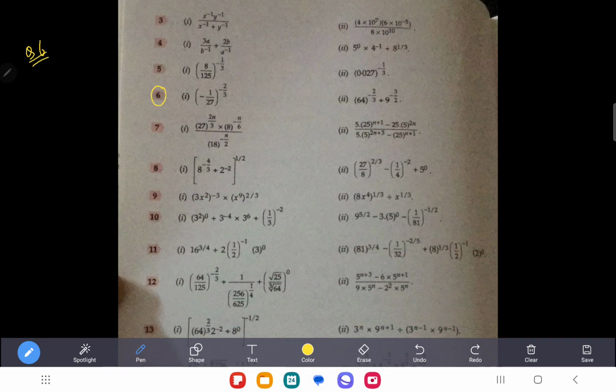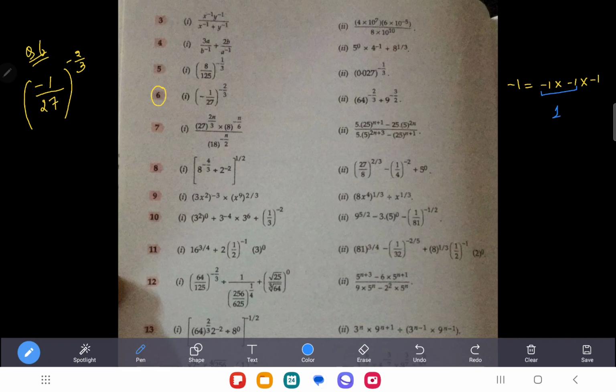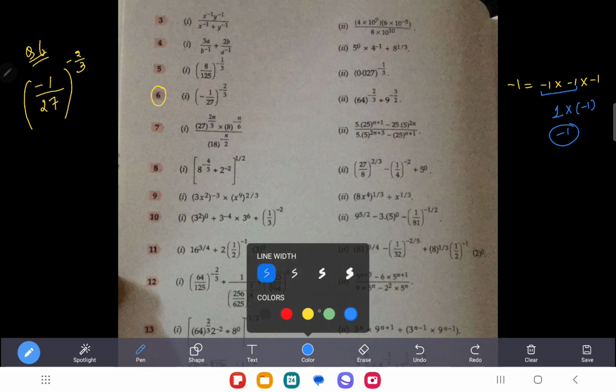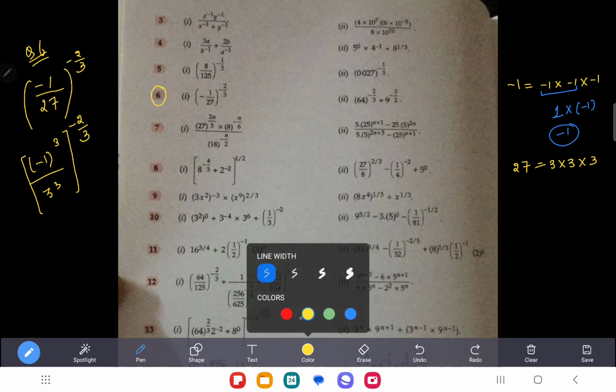Question number 6 is minus 1 over 27 raised to power minus 2 over 3. So you understand what is minus 1. Minus 1 is minus 1 times minus 1 times minus 1, isn't it? Minus 1 times minus 1 is 1, and 1 times minus 1 becomes again minus 1. So basically minus 1 is nothing but minus 1 cubed, correct? And what is 27? That is 3 times 3 times 3. So that is 3 cube raised to the power minus 2 over 3.